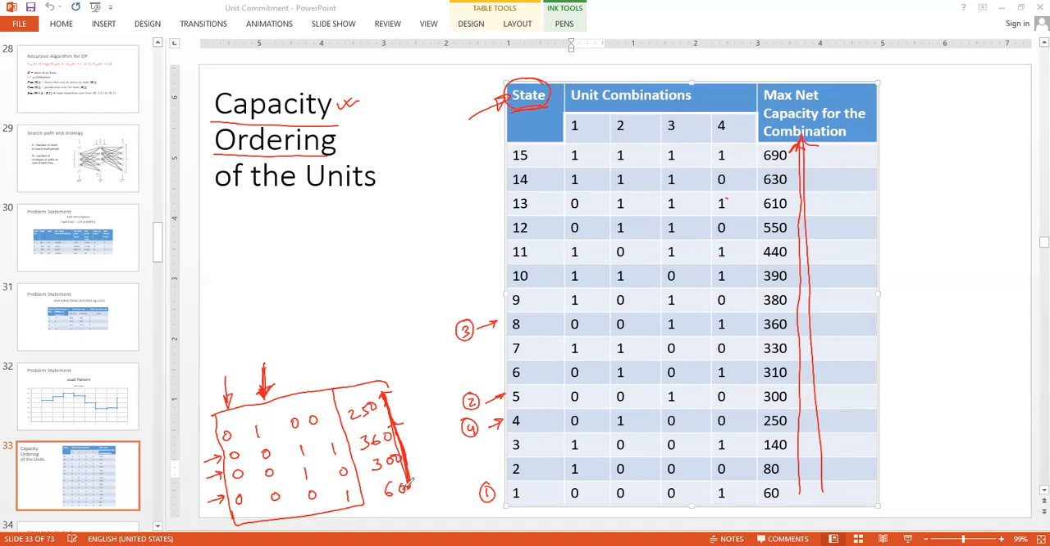It's not like this: 60, 300, 360. Up to this was fine, but then you see it is 250. Okay, so the capacity is reducing suddenly. We are not going to follow this scheme.